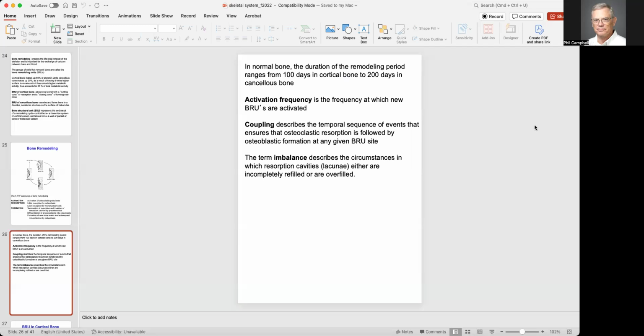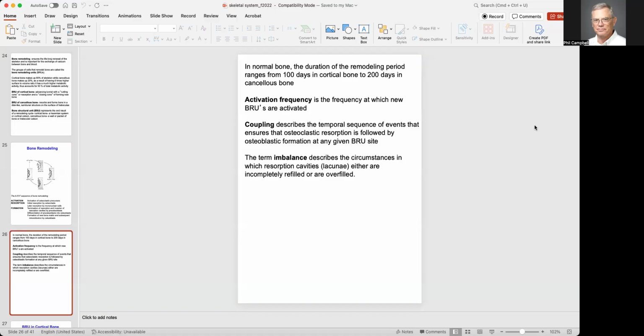So how long does this process take? If we are talking cortical bone, it takes about 100 days. If we're talking about trabecular bone, it takes about 200 days. This is because in cortical bone, we're talking about a small area. We're just going down like this. If we're talking about trabecular bone, it can be larger areas, so it takes a lot longer. It takes 200 days to have a complete remodeling sequence for trabecular bone. All right. Then there is this concept called activation frequency.